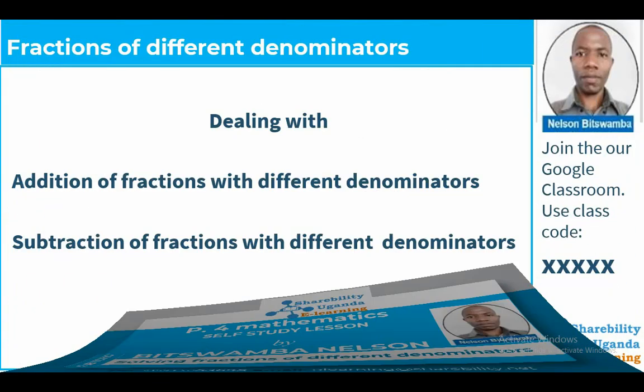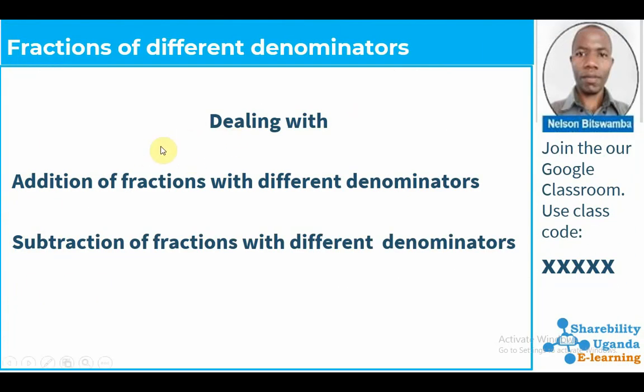How do we deal with fractions, especially when you are adding fractions of different denominators, or subtracting fractions of different denominators? We shall understand what to do if they give you different denominators and tell you to add. We shall also see how to find the answers if they give you a subtraction of fractions with different denominators. This is a bit tricky, and we shall understand it.